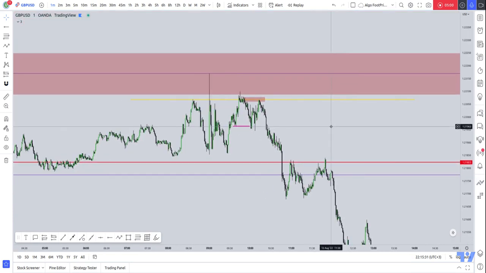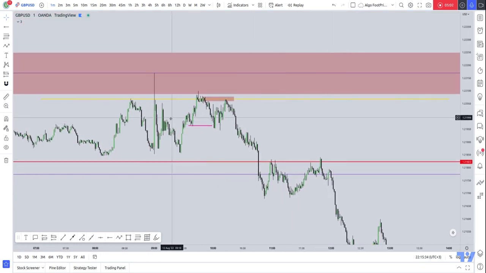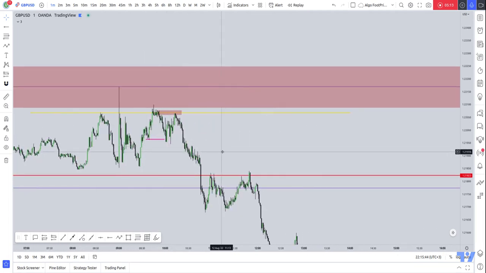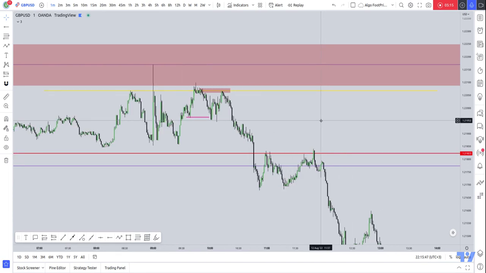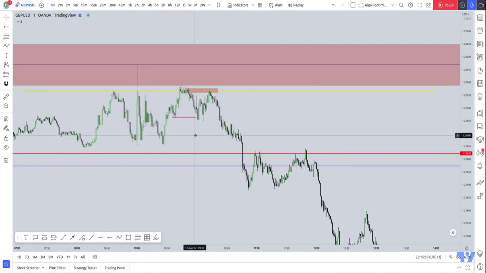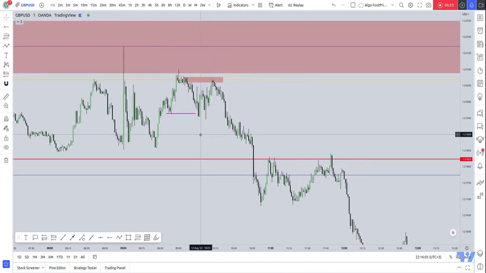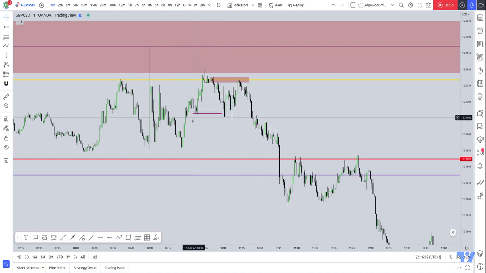I still have my annotations right here. So price took out liquidity above this high, above this high, above this high. That tells me that smart money is no longer willing to go higher because the buy side liquidity has been taken out. So now what I'm looking for is price to break any bearish structure, which happened right here.